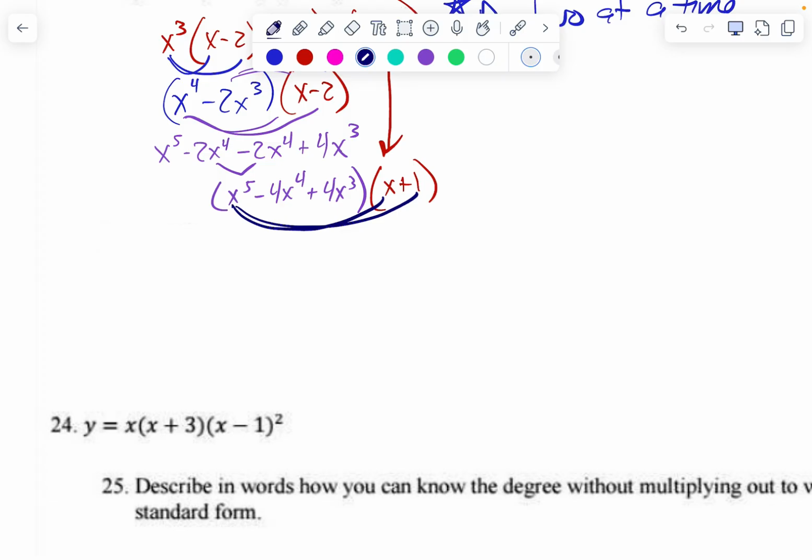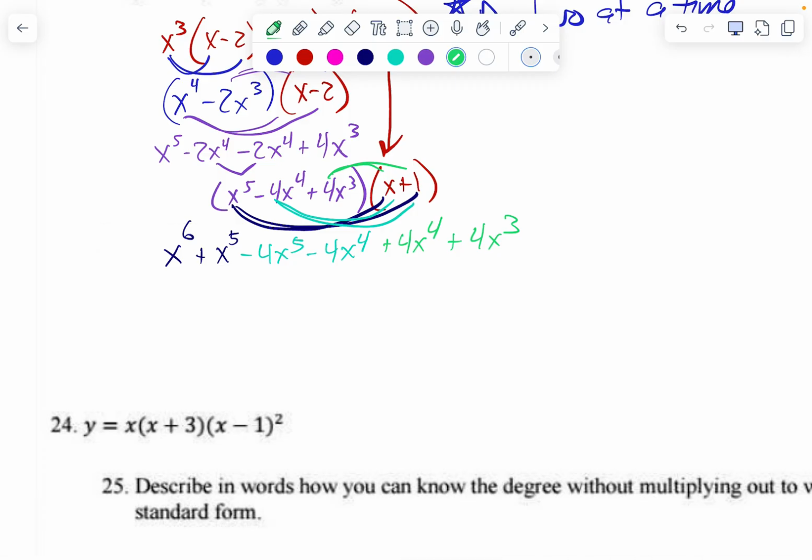All right, so now we got to do this. This is going to be a lot of terms, right? So x to the 5th times x is what? X to the 6th, okay, plus x to the 5th. Now we got to do it with the 4. So minus 4x to the 5th minus 4x to the fourth. Now we got to do it with the next one. So plus 4x to the fourth plus 4x cubed.